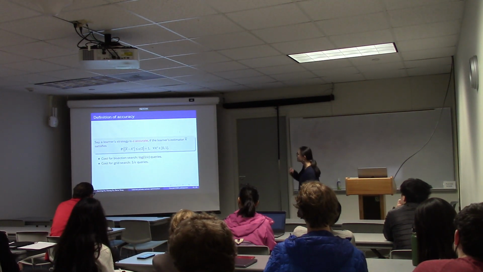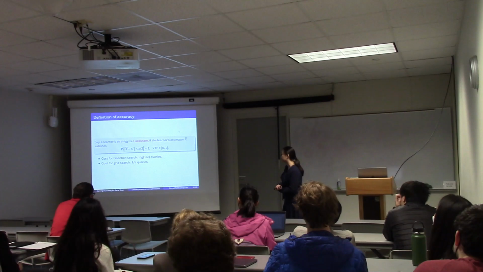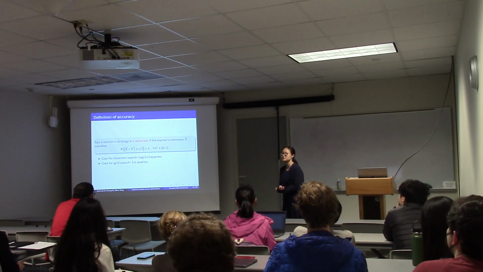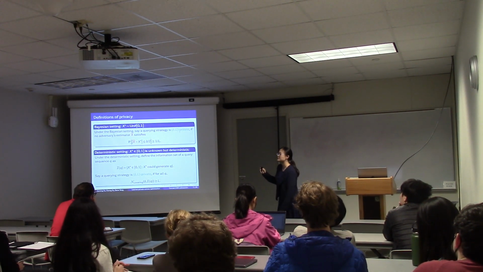So for the bisection search, it takes log 1 over epsilon queries to achieve epsilon accuracy. And for grid search, the cost is 1 over epsilon. Now, to define privacy, though, it's slightly more complicated. And we actually consider 2 different formulations, where X star is random and where X star is deterministic.